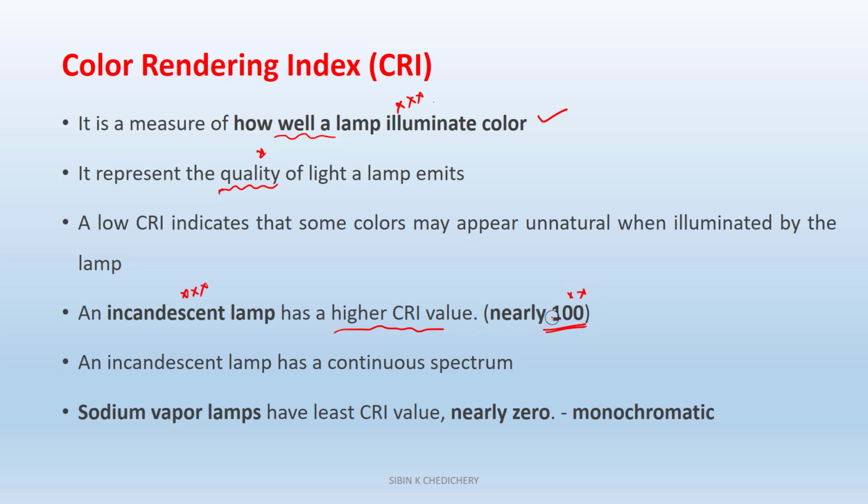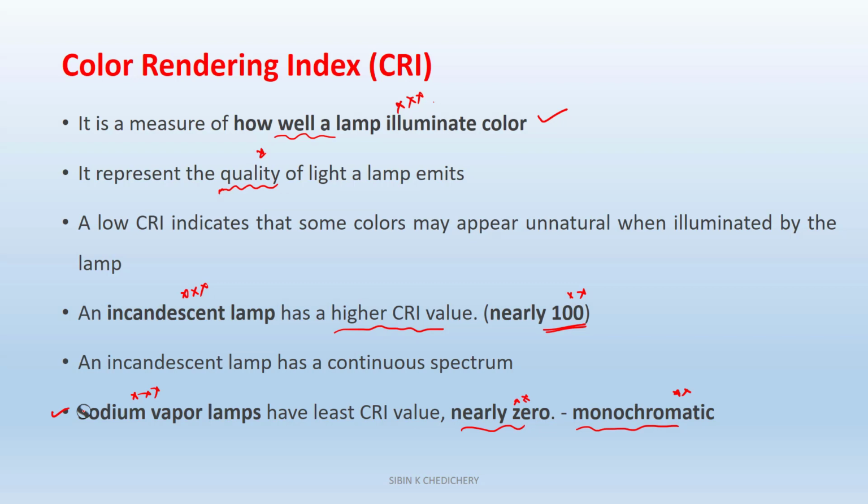It is nearly 100. Then the lamp with the least CRI value is the sodium vapor lamp. Important: its value is nearly 0. Then the other question: the lamp with nearly monochromatic light is also the sodium vapor lamp.